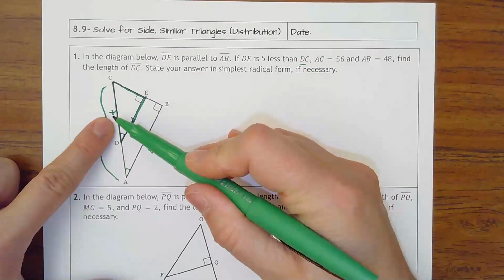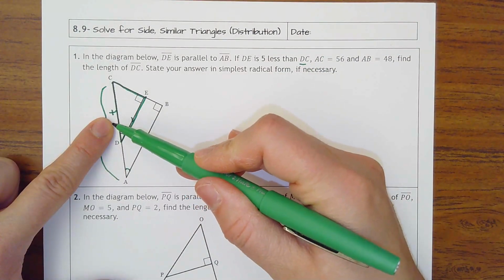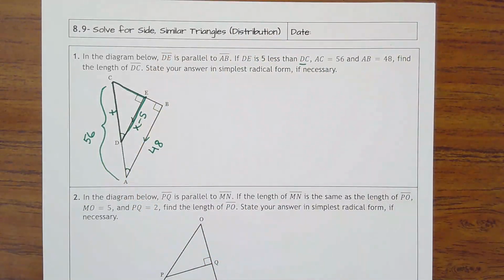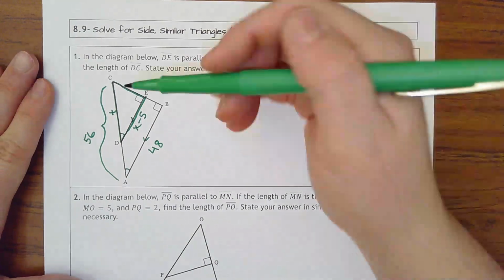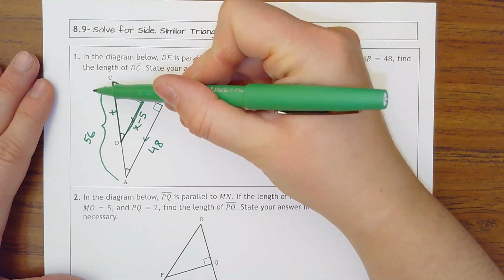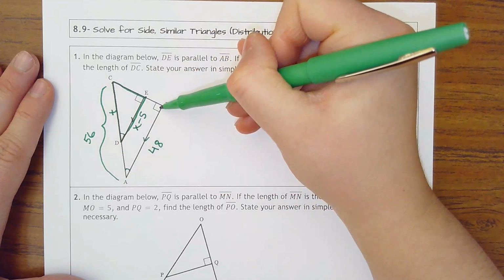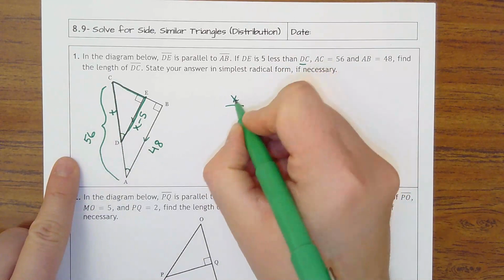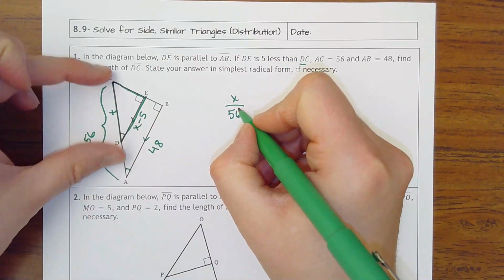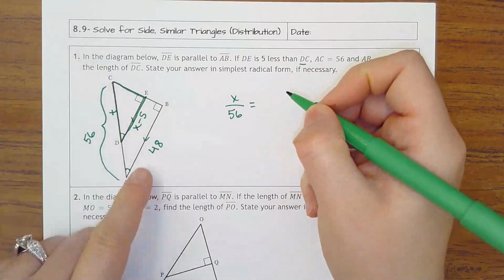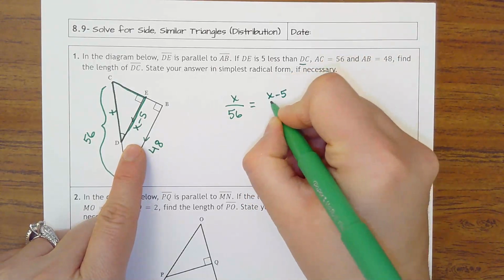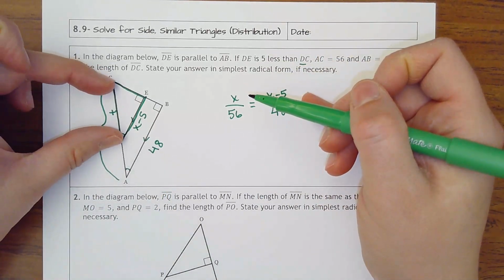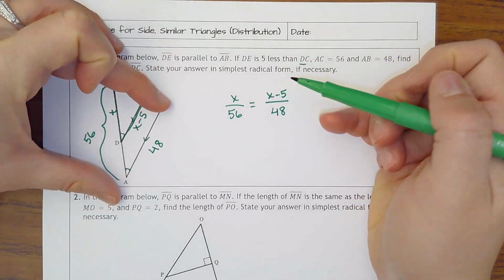Let's say DC was 10. If I want to know 5 less than 10, you would do 10 minus 5. So we need to have X minus 5 when it says 5 less than something. Hopefully you can see that X corresponds with 56. X minus 5 corresponds to 48. So I'm going to say X is to 56 because these are really the hypotenuse of each triangle, and then I'm going to have X minus 5 over 48. And again, I had to make sure I went small triangle to big, small to big.